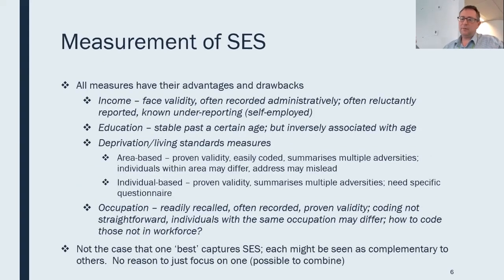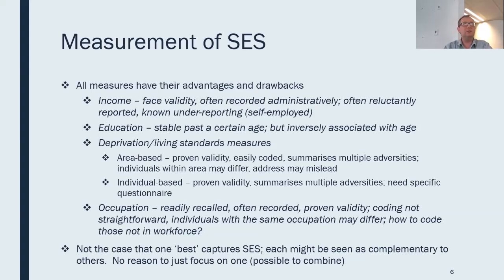Okay, they all have their pluses and minuses, and no one indicator is the be all and end all, and people do use more than one, but just running through them quickly. Income, which is commonly used, has face validity, is often, as I mentioned before in the previous talk, recorded administratively, but sometimes it's reluctantly reported, and there are underreporting biases, particularly for people who are self-employed.